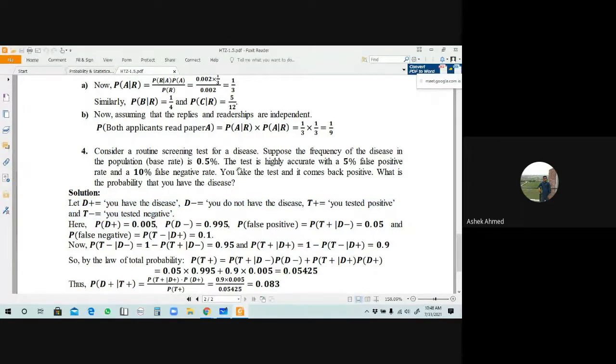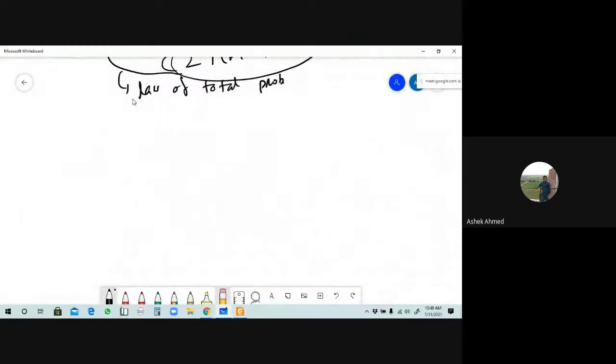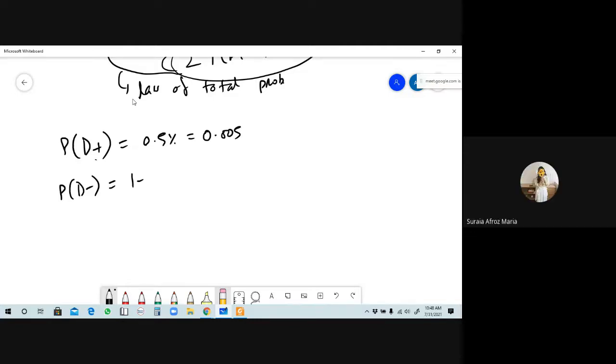Okay. From here, we will consider the first line. It is given: suppose the frequency of the disease in the population is 0.5%. What do you mean by this? In the population, 0.5% have the disease, whose probability is probability of D plus. Is it right? Yes sir. 0.5%, percent means 1 by 100, so this will be 0.005. Is it right? From here, tell me how can we find D minus, if D plus is this. D minus, no disease, so 1 minus 0.005, which is 0.995.